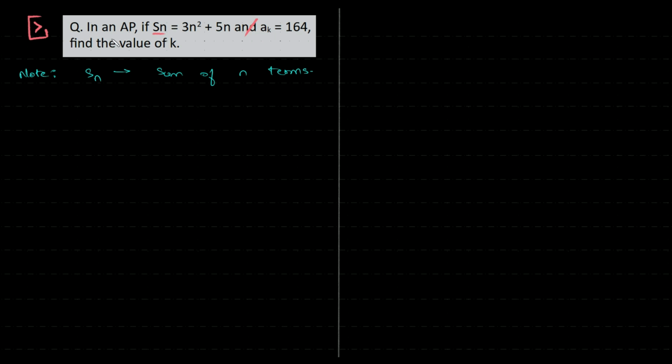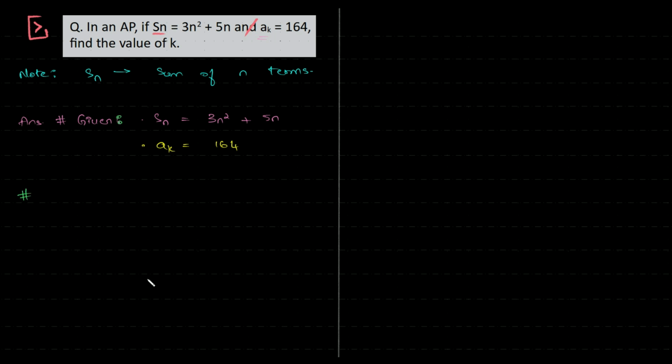Now we have to figure out k value, wherein A of k is that. So the question is, we have been given that Sn is equal to 3n square plus 5n. We have A of k, which is 164. We have to calculate k. That's your question and that's your given.